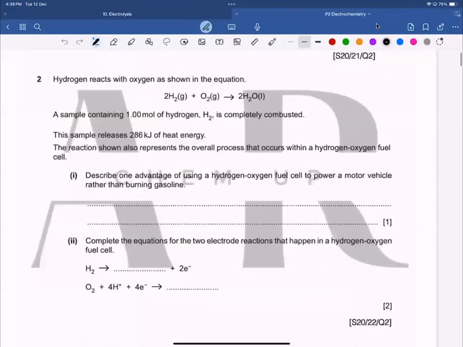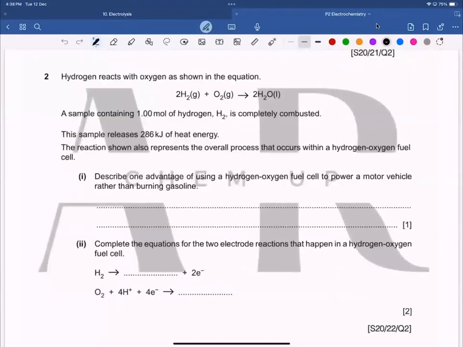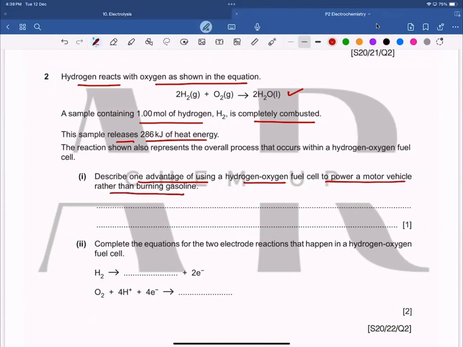Okay, so have a look at this question. This question has 3 marks. You did hydrogen fuel cells in the last class, right? Hydrogen reacts with oxygen as shown in the equation. A sample containing 1 mole of hydrogen is completely combusted. The sample releases 286 kilojoules of heat energy. The reaction shown also represents the overall process that occurs within the hydrogen oxygen fuel cell. So this is the overall process. Describe one advantage of using hydrogen oxygen fuel cells to power a motor vehicle rather than burning gasoline.